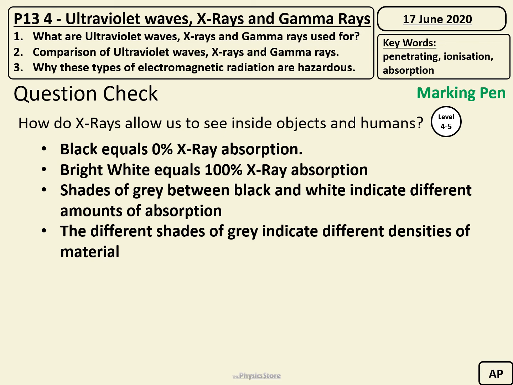Black equals 0% X-ray absorption. Bright white equals 100% X-ray absorption. Shades of grey between black and white indicate different amounts of absorption. The different shades of grey indicate different densities of material.